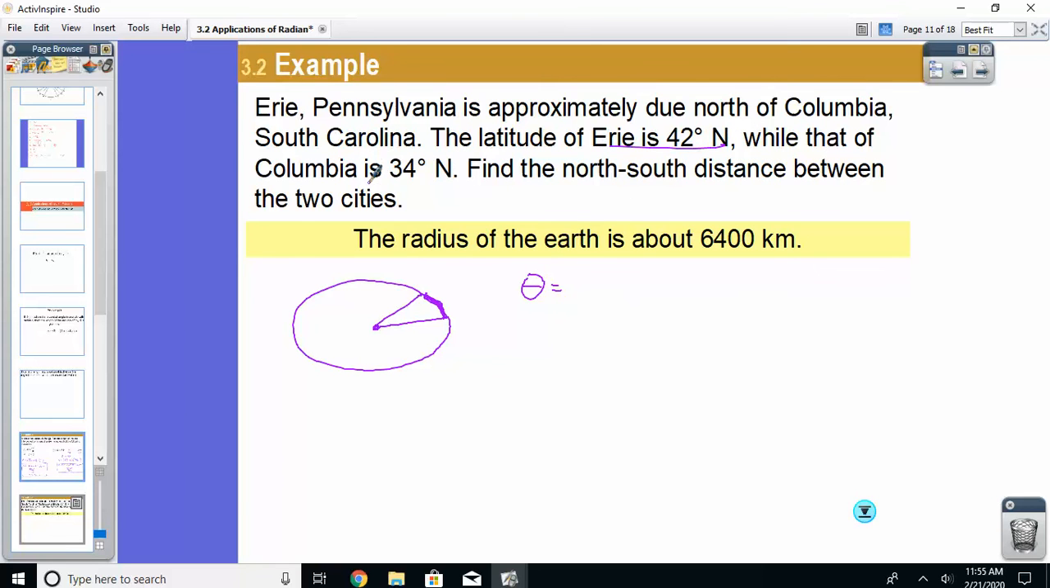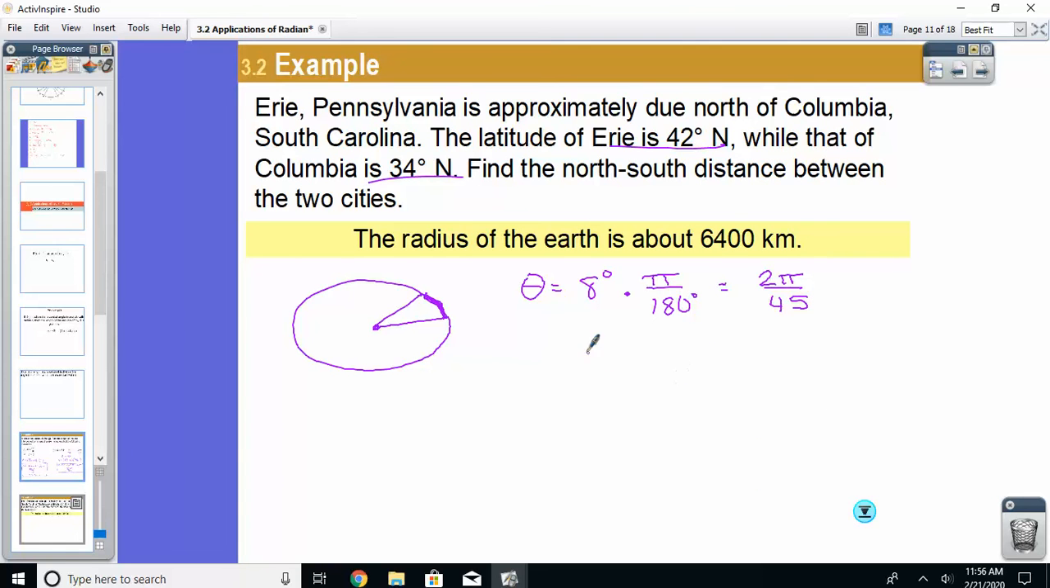I gave you the latitude of each of these. How would you find your theta? Subtract them. Theta is just the angle between them. So if I subtract those, 42 minus 34, 8 degrees. What do I need to do with that? Change it. So times pi over 180. And we get 2 pi over 45.